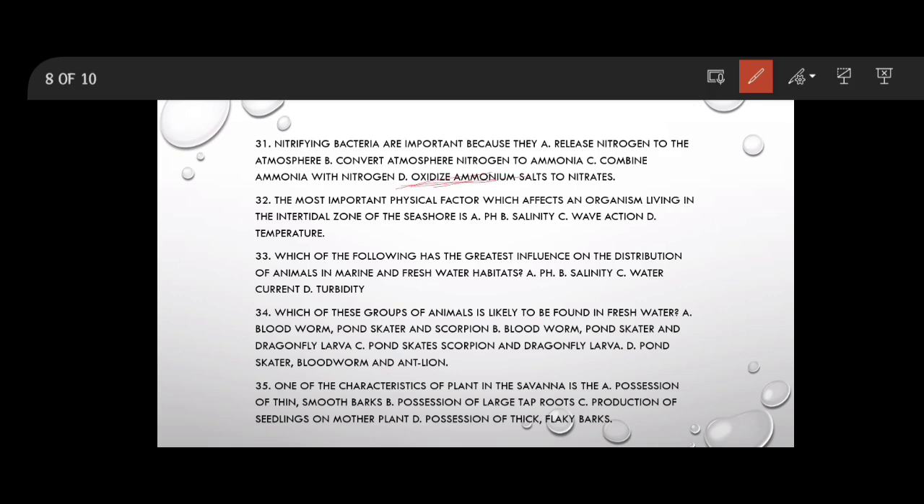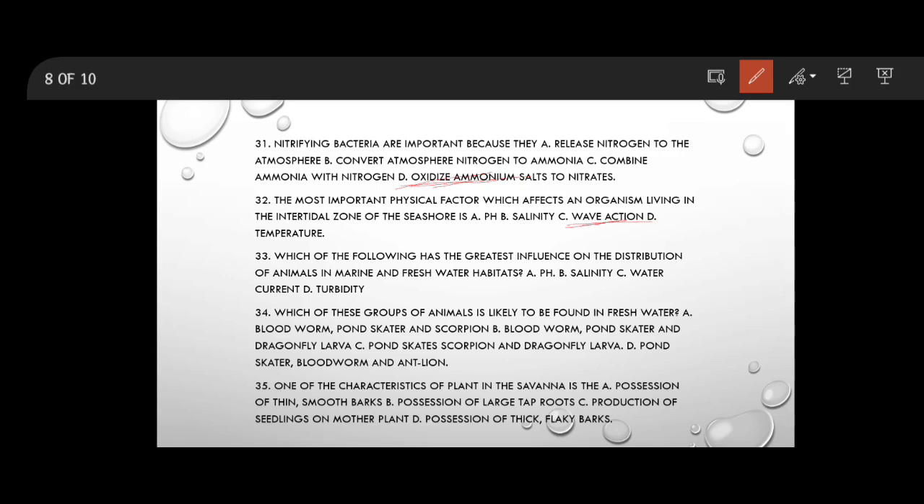The most important physical factor which affects an organism living in the intertidal zone of the seashore is dash. The first question you should ask yourself is, what is an intertidal zone? An intertidal zone is the area where the ocean meets the land between high and low tides. So basically it will be affected mostly by tides. So let's see what we have here. We have the pH, we have salinity, we have wave action, and we have temperature. Which one do you think will affect it? Definitely it will be wave action, because wave action is tide.